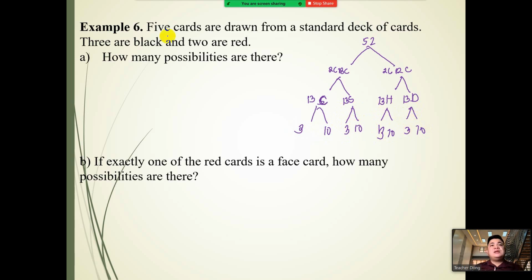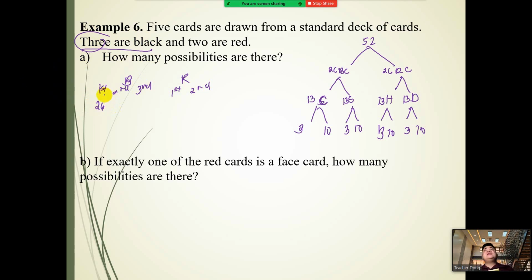How many possibilities are there? So 5 cards are drawn from the standard deck of cards. So 3 are black and then 2 are red. So for the black cards, we need 3. First, second, and third. Then for the red cards, we have 2. First and then second. So for the first black card, we have 26.